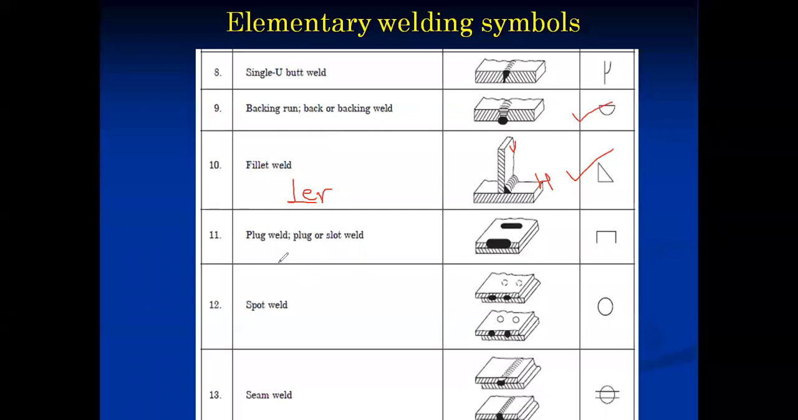Further, plug welding. Actually, plug welding means what? Two plates are kept overlapping to each other, and one slot is made. In that, welding is done. So this is an inverted U. This is the symbol, or you can call it plug weld or slot weld. Then spot weld.